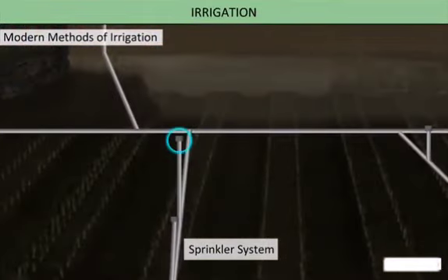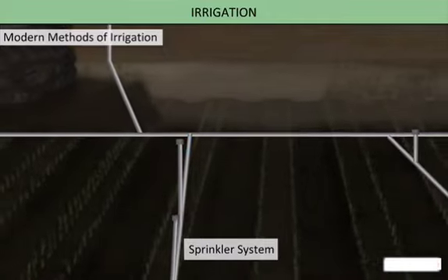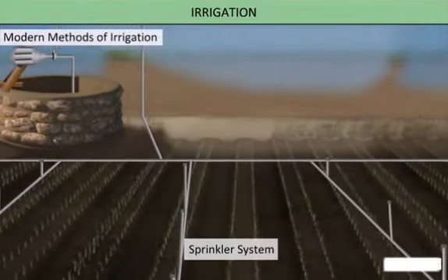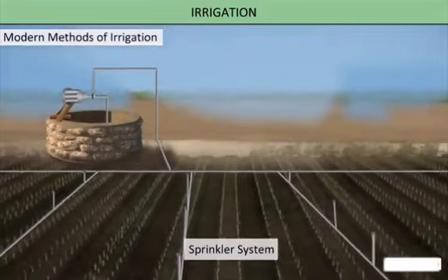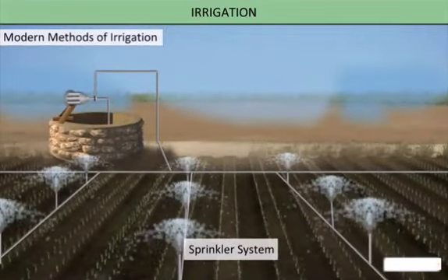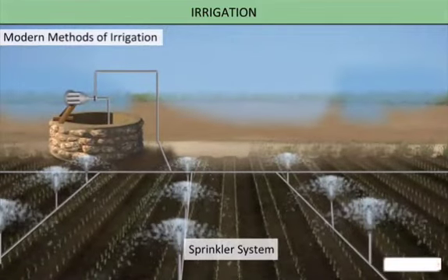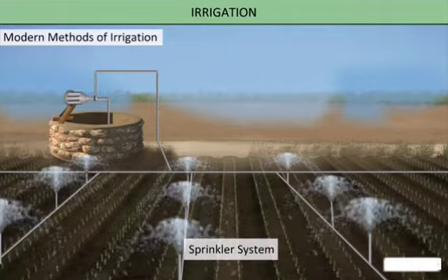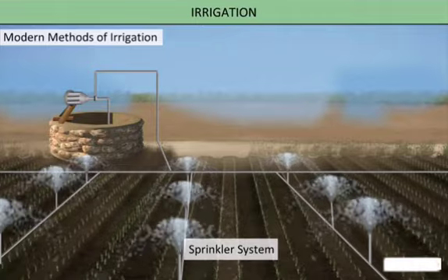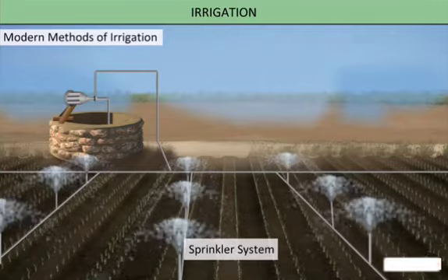Perpendicular pipes having rotating nozzles on top are joined to the main pipeline at regular intervals. When water is allowed to flow through the main pipe with the help of a pump, it escapes through the rotating nozzles. Water gets sprinkled on the crop as if it is raining. Sprinkler system of irrigation is very useful for sandy soil.